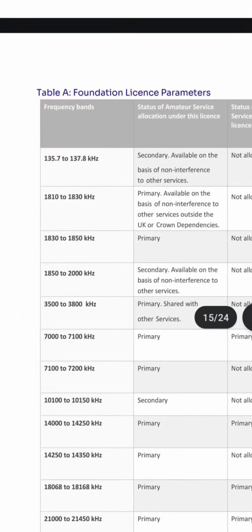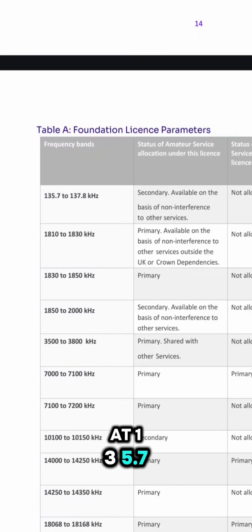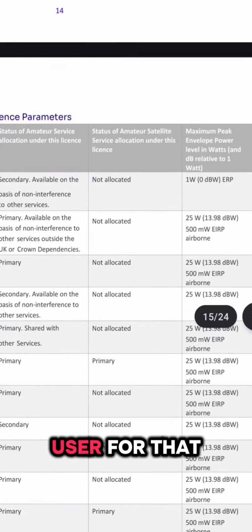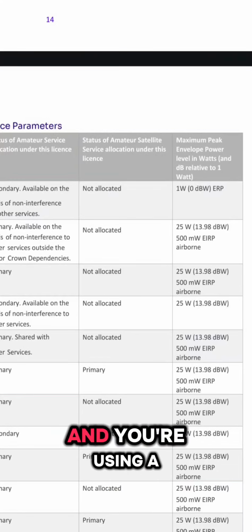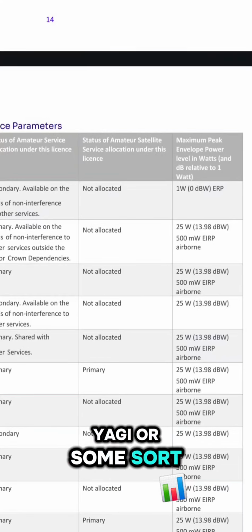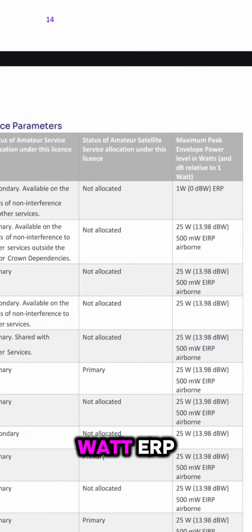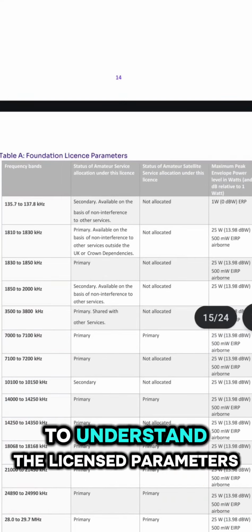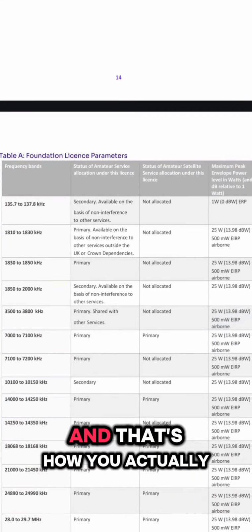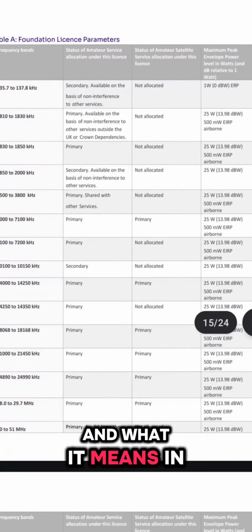or not. That is very important because if you look at 135.7 kHz, we're the secondary user for that, and it's 1 watt ERP. So if you had 1 watt at your antenna feed point and you were using a Yagi or some sort of wire antenna that has gain, then you will be transmitting more than 1 watt ERP and you will be breaching your license conditions. So it's very important to understand their license parameters, and that's how you actually work all these columns out and what it means in practical terms.